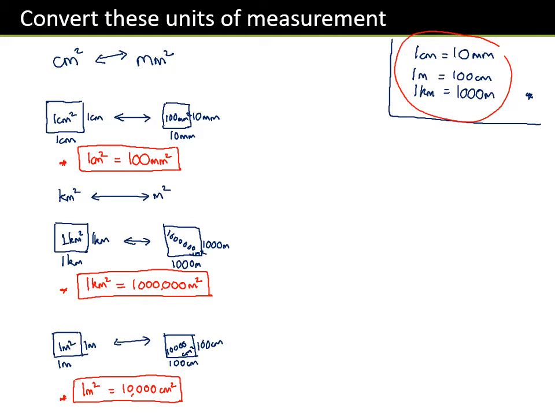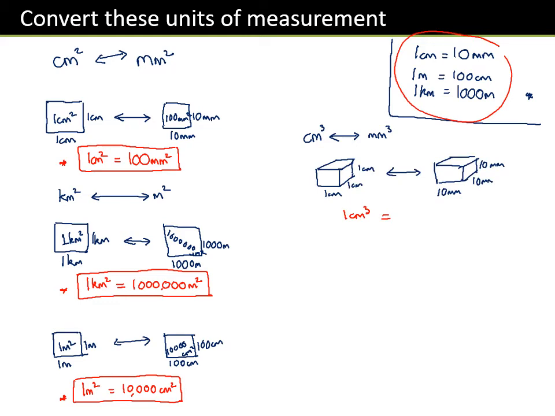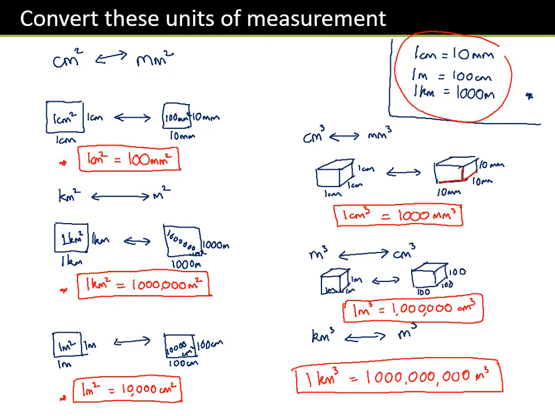We can use the same approach when we're converting cubed units, but this time we're just going to draw 1 centimetre cubed and then relabel the sides. I can then see from my picture that 1 centimetre cubed must be 10 times 10 times 10 millimetres cubed, 1,000 millimetres cubed. Pause the video and see if you can work out the next two conversions, metres cubed to centimetres cubed and kilometres cubed to metres cubed. And hopefully you get these answers.